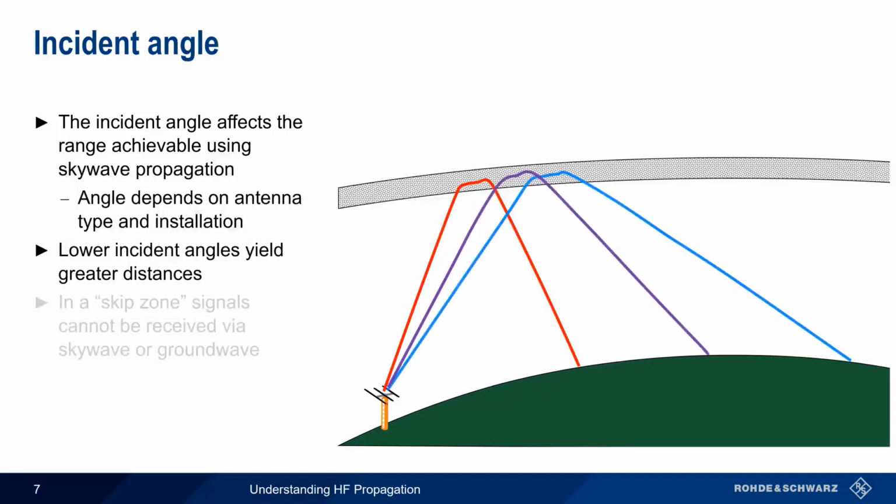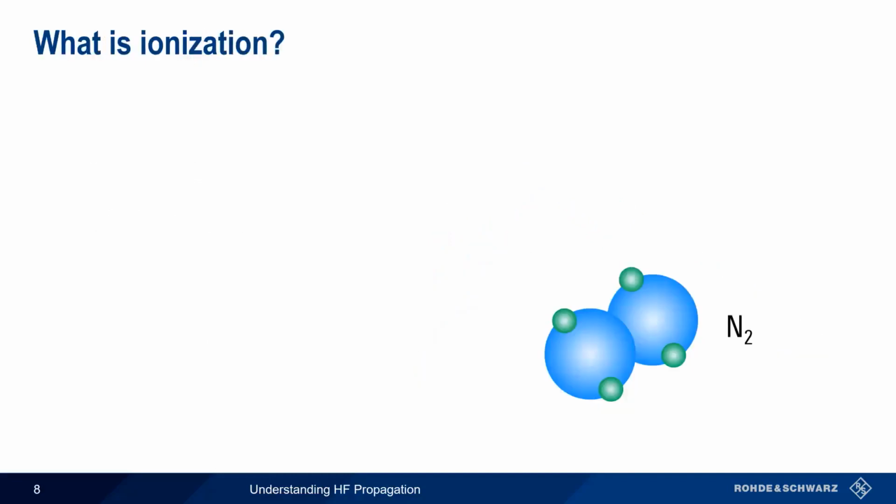Note, however, that so-called skip zones may be created depending on radiation or incident angle. In these zones, HF signals can't be received either via skywave or via ground wave propagation. In order to understand skywave propagation, we should start by explaining how ionization occurs in the Earth's atmosphere.